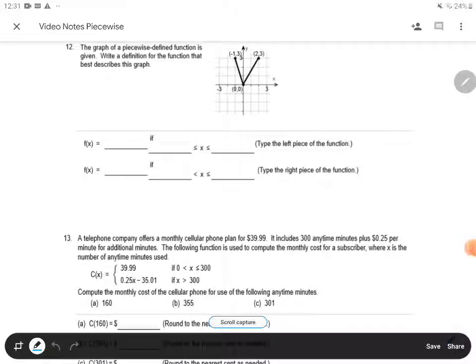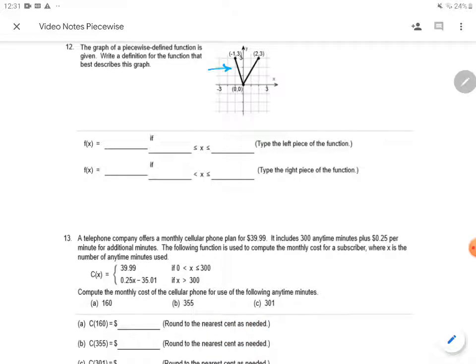Okay, now this question here, the graph of a piecewise defined function is given. Write the definition of the function that best describes this graph. So here now graph is given, you have to pull out the piecewise function. As soon as you see this, you will definitely see that this is not an absolute value. Please mind that because the graph is not symmetric. They both have different slopes and which we have to find out right now.